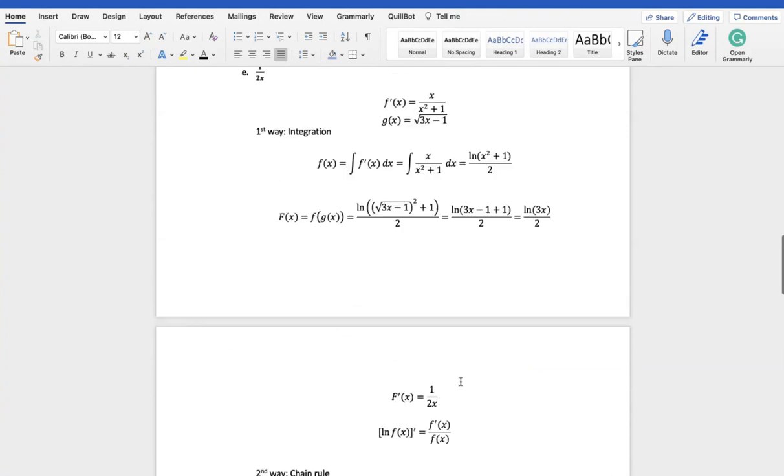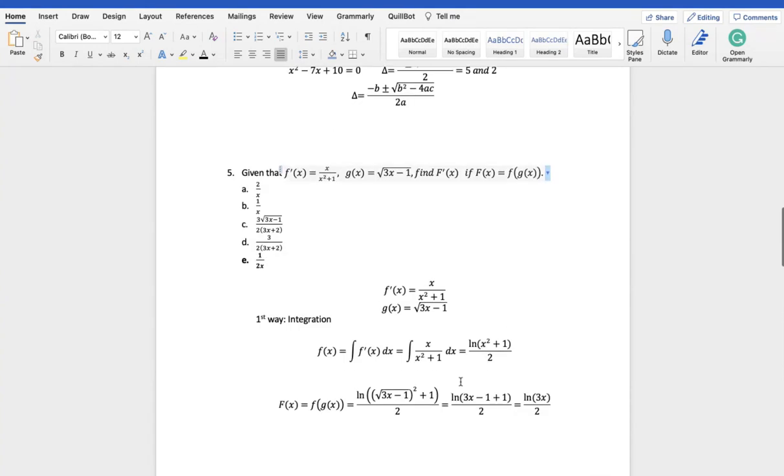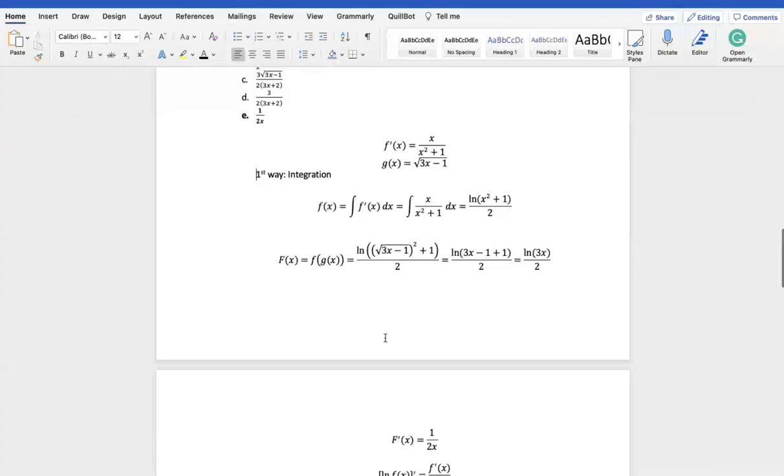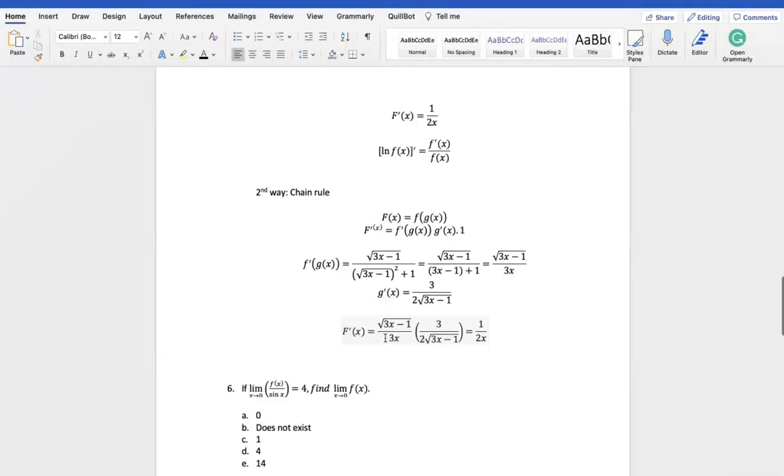So for a question like this, it really is up to you. It depends on what method you want to use, but preferably you would want a method that doesn't take you long. So you just use whatever method you see fit, right? So moving on to question 6.